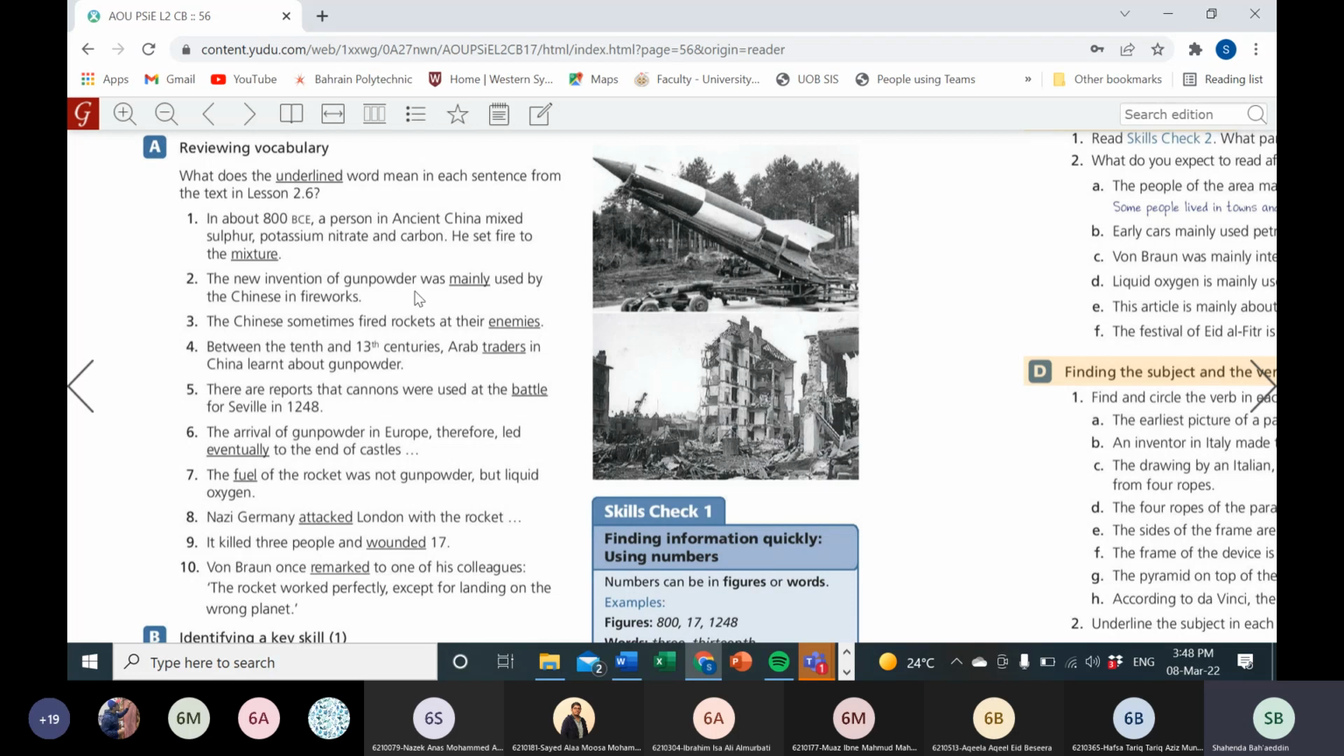Thank you so much. The new invention of gunpowder was mainly used by the Chinese in fireworks. The word mainly. More than anything else. Mainly is also what we call an adverb. An adverb that tells me specifically, mainly, the whole thing will be about this. 90%.